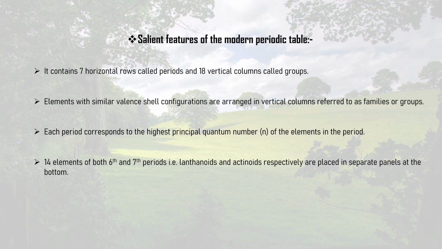But the seventh period is considered incomplete because theoretically it can contain 32 elements, and 14 elements of both the sixth and seventh periods, that is lanthanoids and actinoids, are placed in separate panels at the bottom. So this explains the positioning of every element in the periodic table without any drawbacks. So this is the most accepted theory of periodic classification of elements.